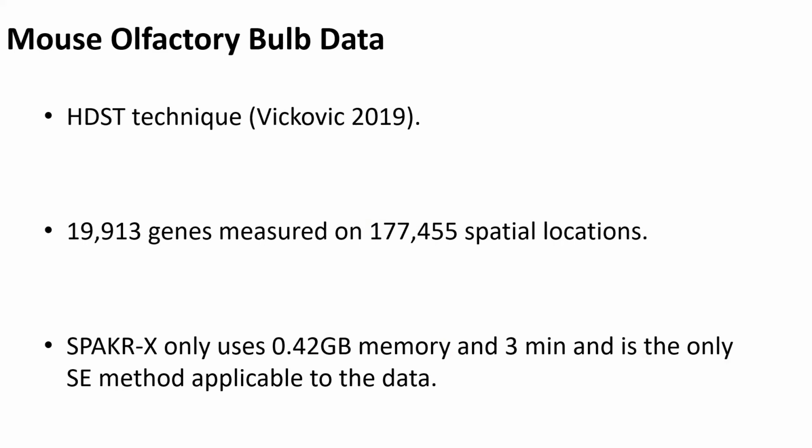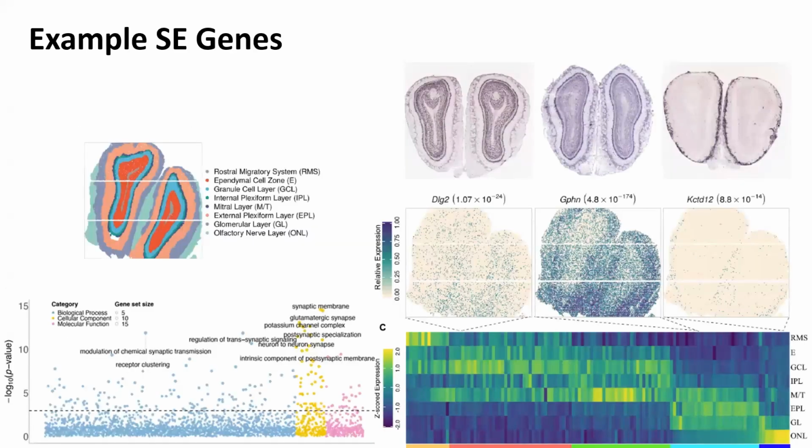So finally, I'll quickly go through this olfactory bulb example, because this is the only example where only our method works. It measures on 177 spatial locations. That was considered relatively large a couple of years ago, but nowadays it's small in scale. You can see that in our analysis, we can identify a lot of those example genes, and the top pathways all make biological sense. So that's basically the SE analysis on SPARK-X.